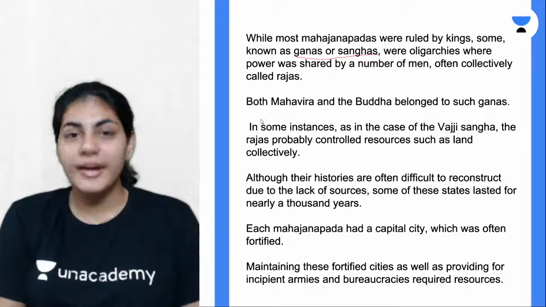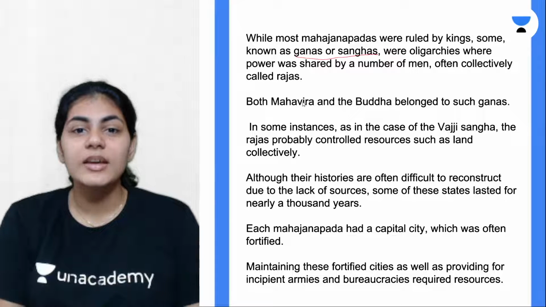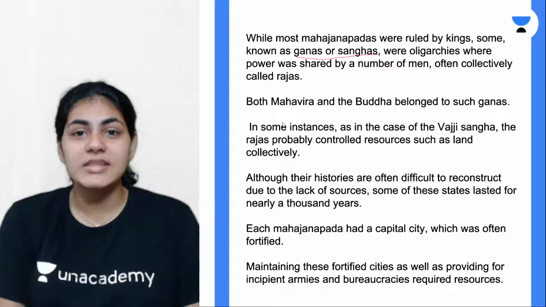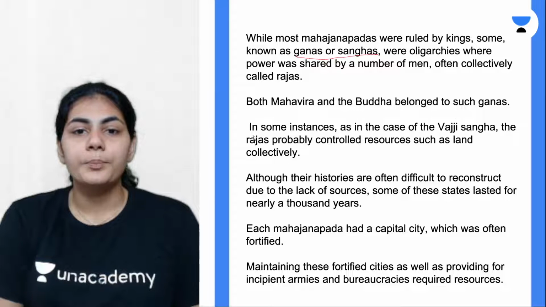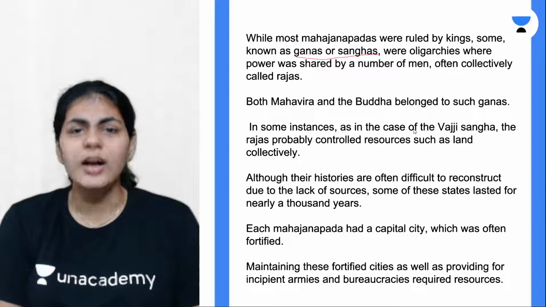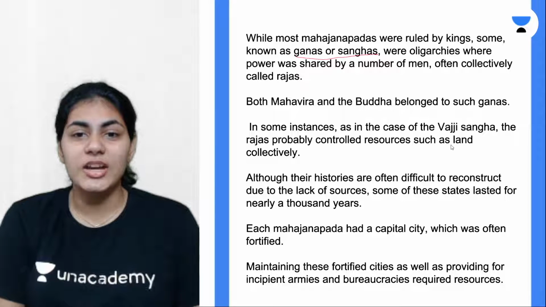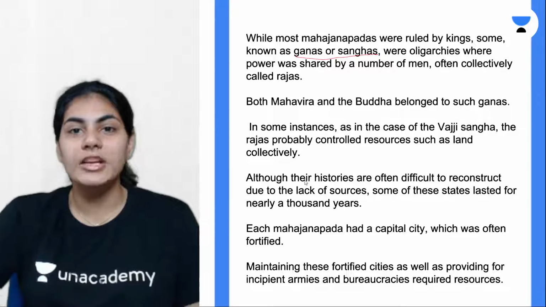Mahavira and Buddha, founders of Jainism and Buddhism respectively, were also princes belonging to these important Ganas and Sanghas. In some instances, as in the case of the Vajji Sangha, the Rajas probably controlled resources such as land collectively. So there's no one individual power.